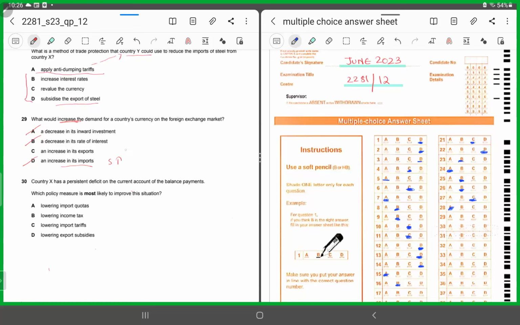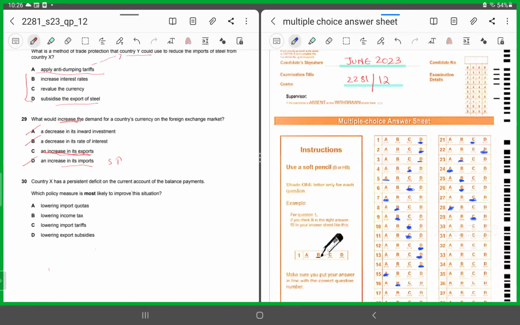C says an increase in exports. Yes, when you are exporting more, there would have been a rise in the demand for your country's currency in the exchange market, right? 29 has to be C, because more dollars need to be exchanged for Pak rupees if there has been an increase in, let's say, export of mangoes in our country. Get it? All right, I'm glad.